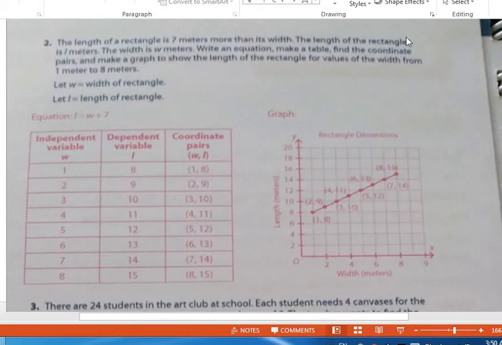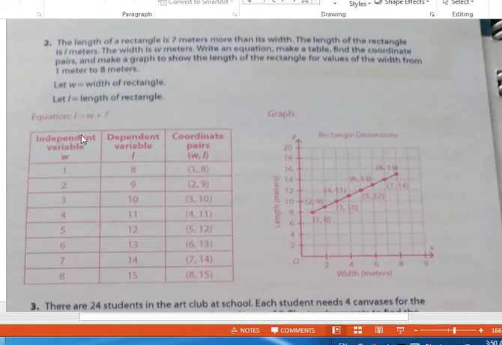The length of the rectangle is L meters, the width is W meters. Write an equation. This is the first step. Make a table. Second step, find the coordinate pairs. Third step, make a graph to show the length of the rectangle for values of the width from 1 meter to 8 meters. Let's do it now. It's very easy.